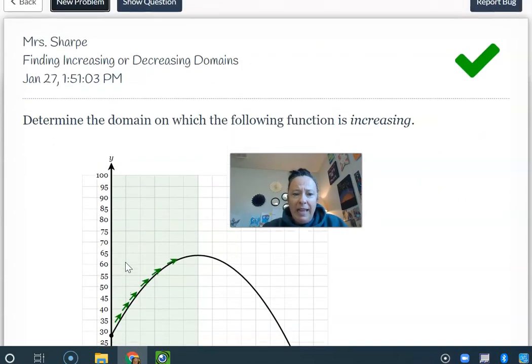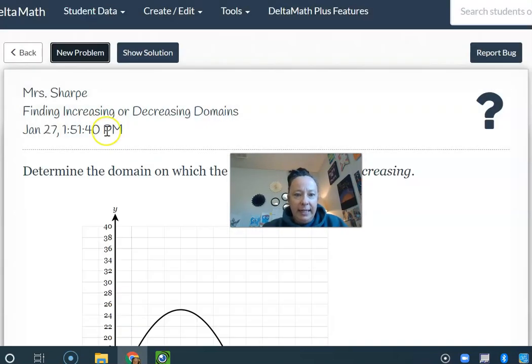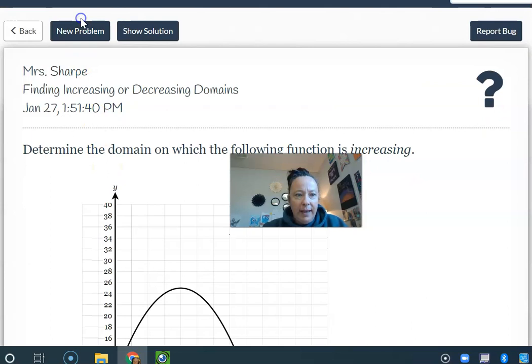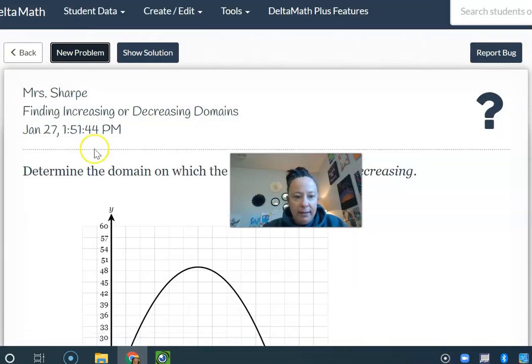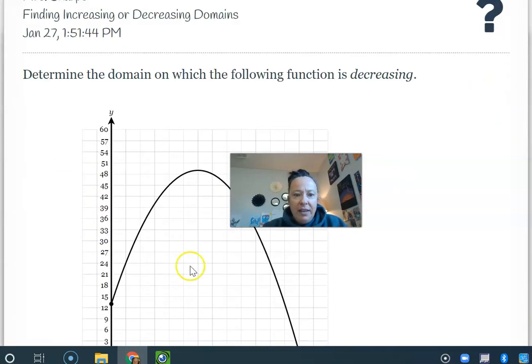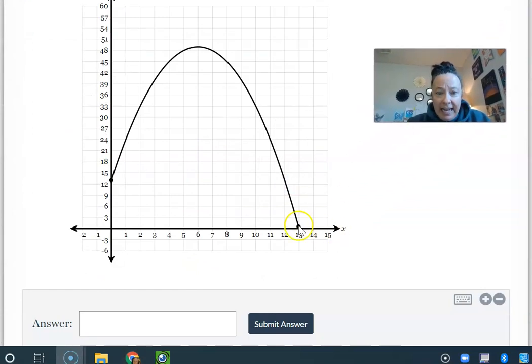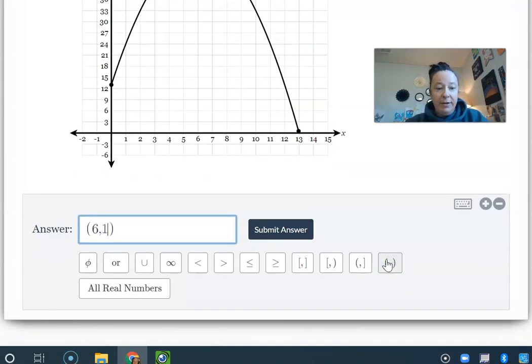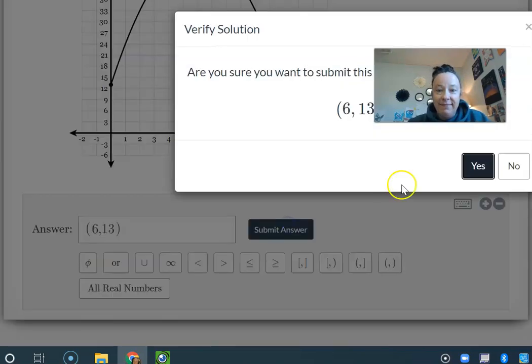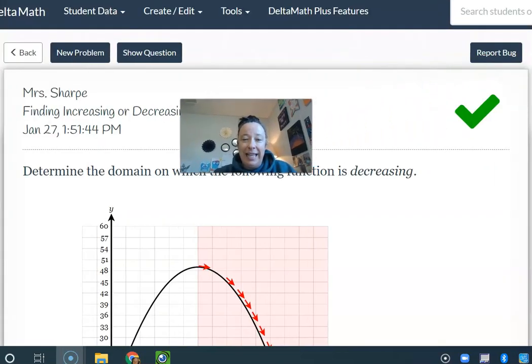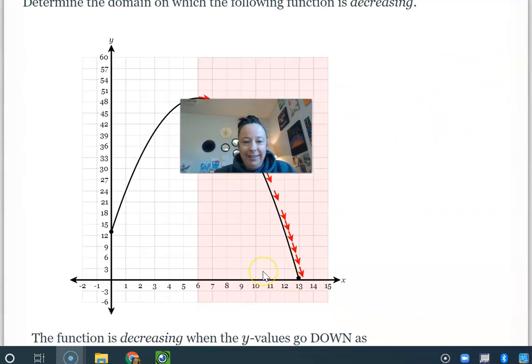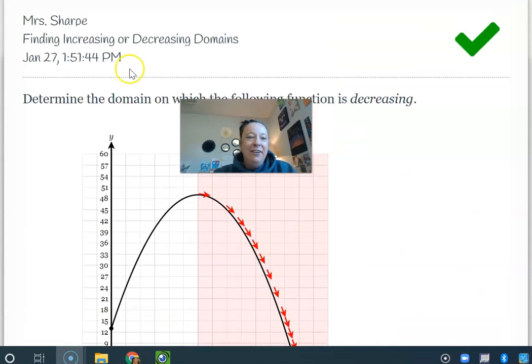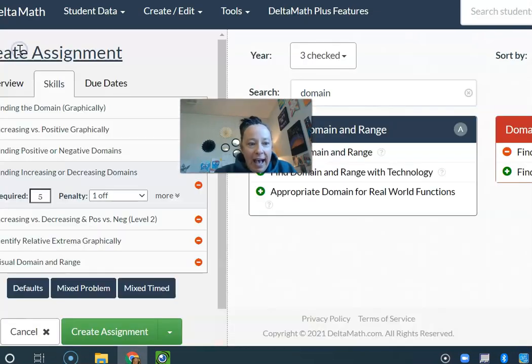And it shows me there. I really like how Delta Math shows the increasing. There's another one like that. Let's see. Yeah, so just see, this one is asking where it's decreasing and it ends there. So it's decreasing from 6 to 13. And remember, with increasing and decreasing, we don't use brackets because you can't increase or decrease at an actual point. Just saying. Okay, so I wanted to go over that.